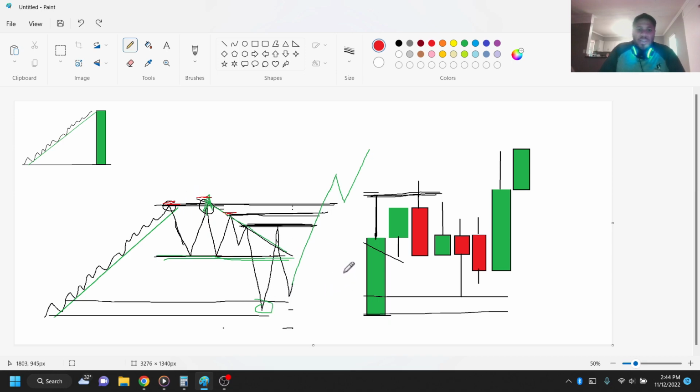Okay, let's see if there's any other patterns in here that we could get just from this sample. I don't really see any more. You guys see any more? Let me know in the comments. I don't really see any more right now. Now you can draw a trend line on this price action.